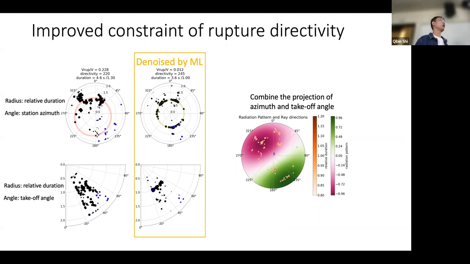So this is a very important parameter for the earthquake rupture. We also look at the distribution of the takeoff angle, which is also more uniform after denoising, but before denoising it is also random. So we cannot rely on the relative duration before denoising, but we can rely on the denoised result. The figure on the right shows a comparison between the relative duration ratio and the radiation pattern of this earthquake. So this earthquake should be a deep slab event, and there's no apparent directivity for this earthquake.